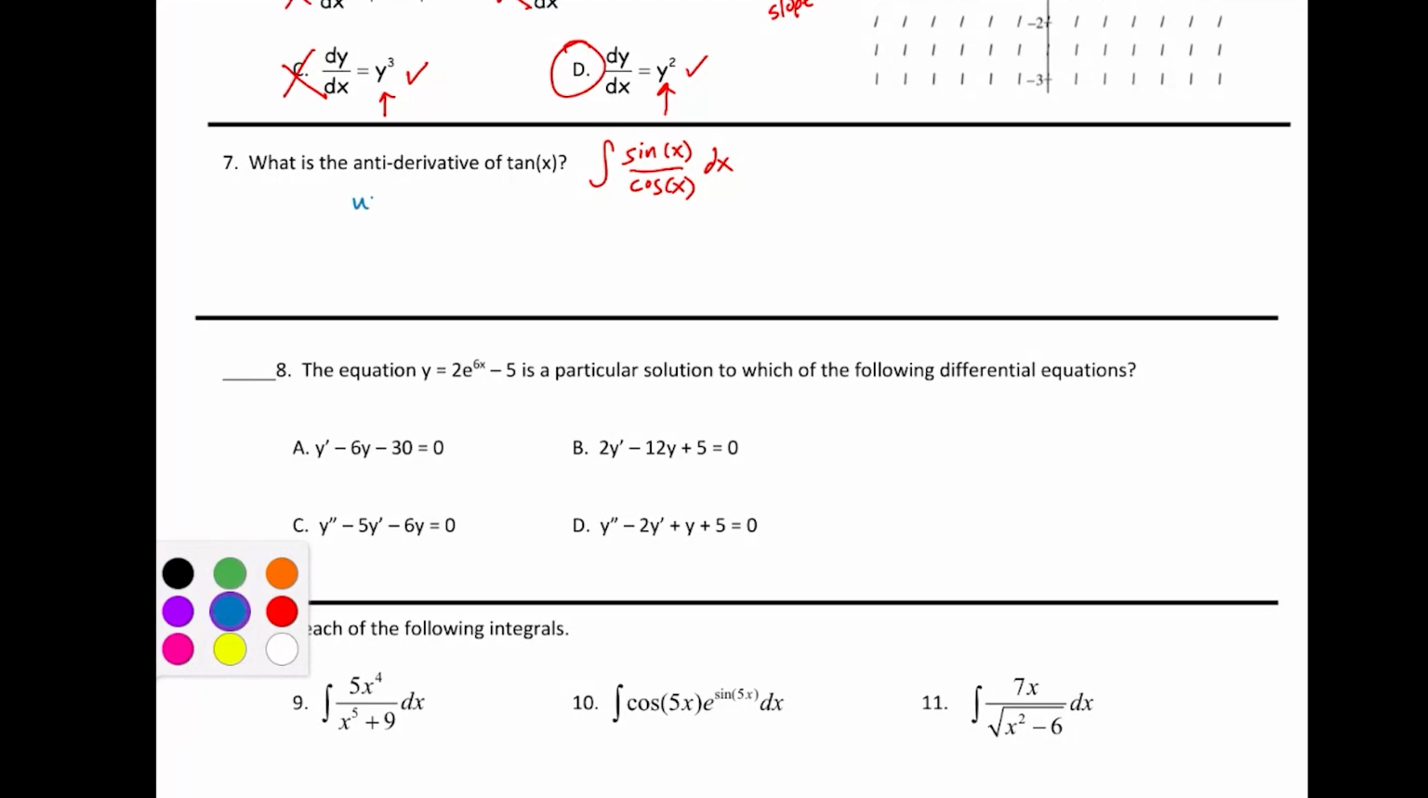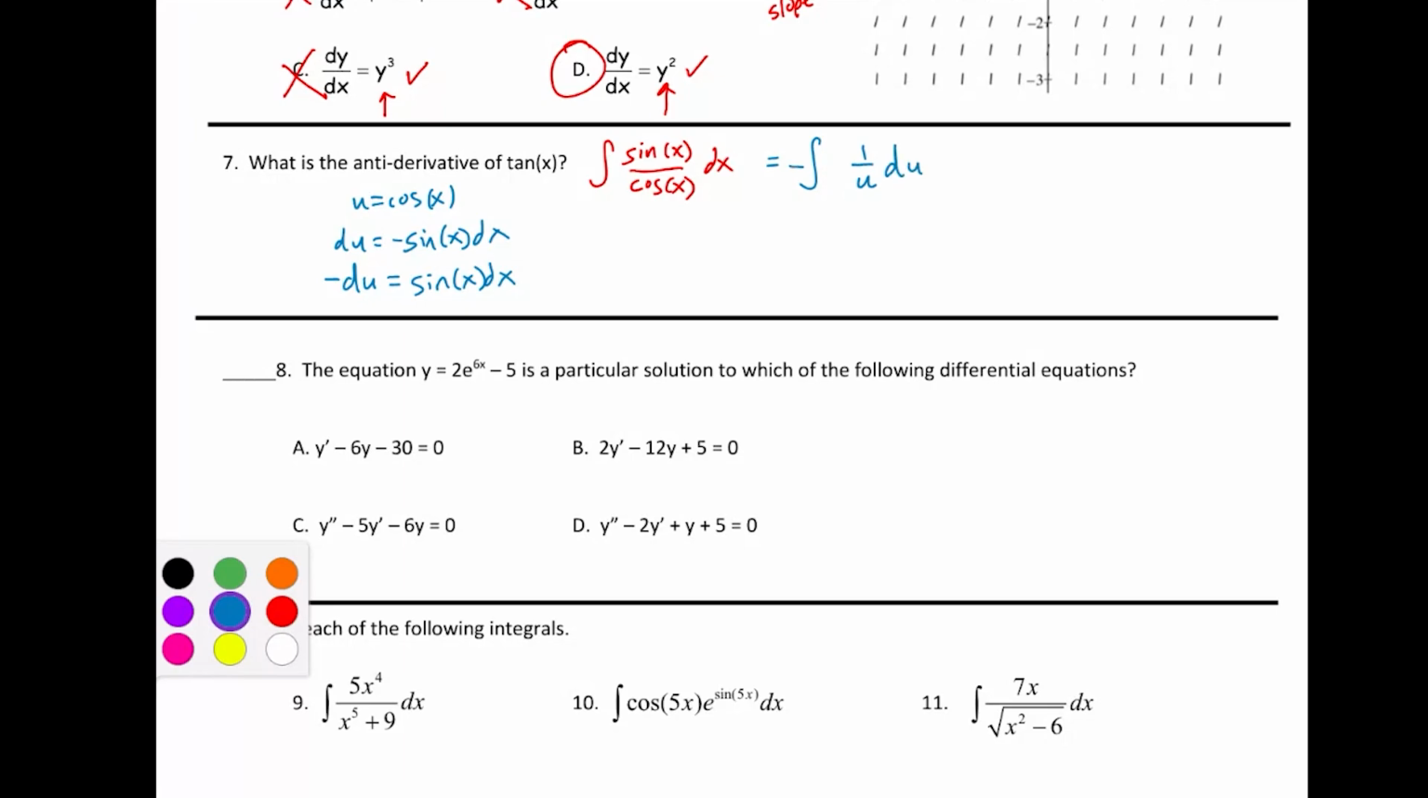So if we let u be cosine x, then du would be negative sine x dx. Although I do have sine, I don't have negative sine. So dividing both sides by negative 1 gives me negative du is sine x dx. And that is something that I can substitute. So making that substitution, I'm going to have the integral of 1 over u times negative du.